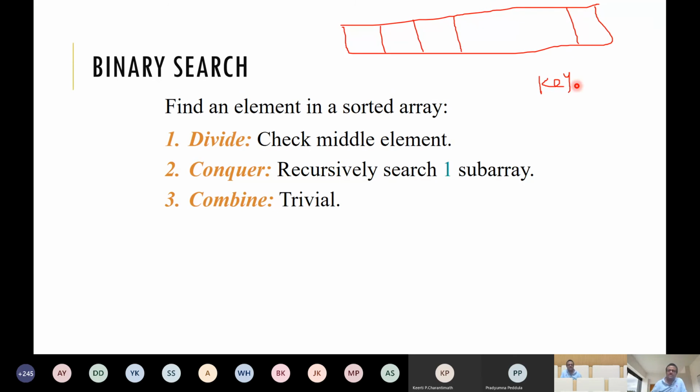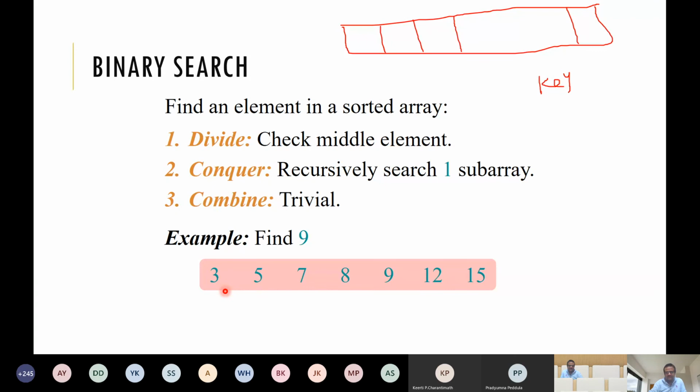But if it is not, say the middle element is 6 and we are searching for 9. Now we know 9 won't be in the left subarray, before the middle element, because this is sorted. Sorted means all the elements in the left part are less than 6. So 9, if it is there at all, has to be in the right subarray. So we go to the right subarray, again by calling the same function. So that is the idea.